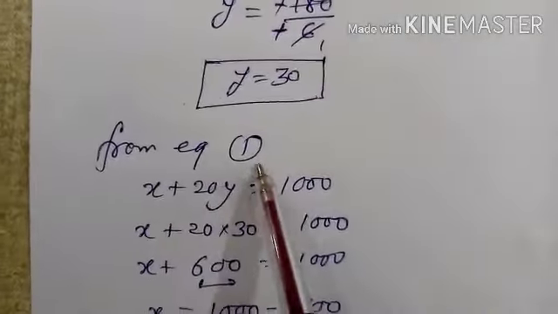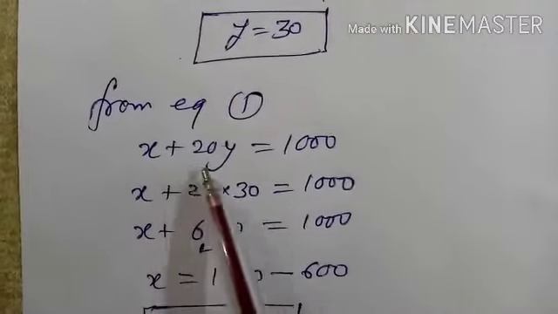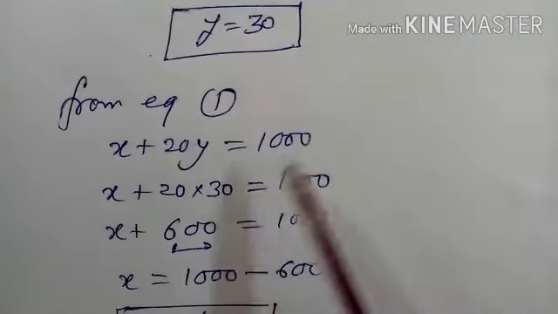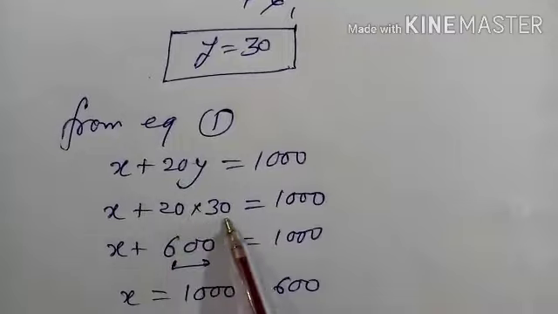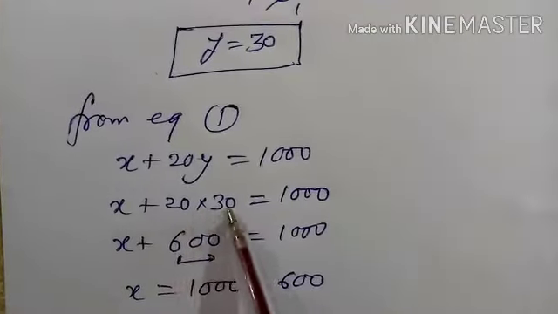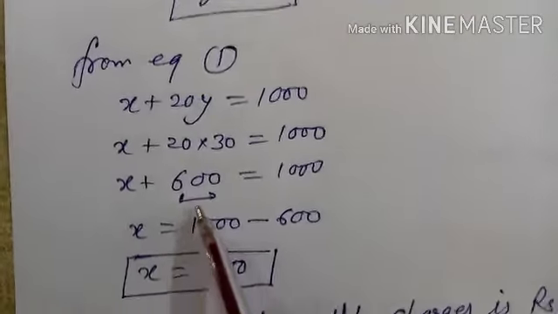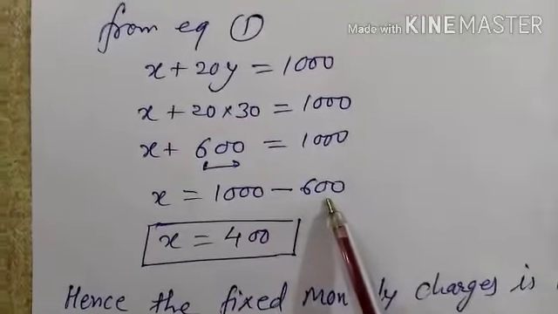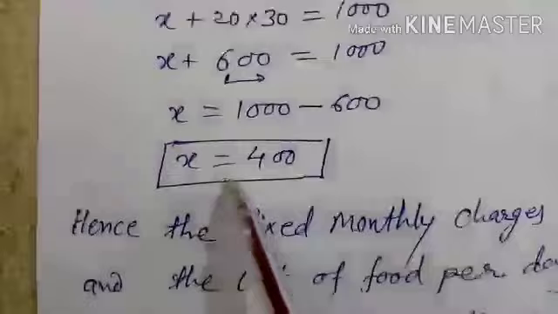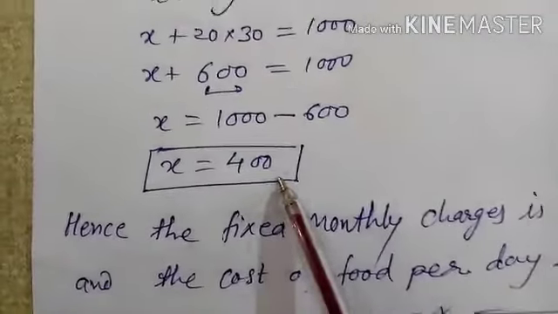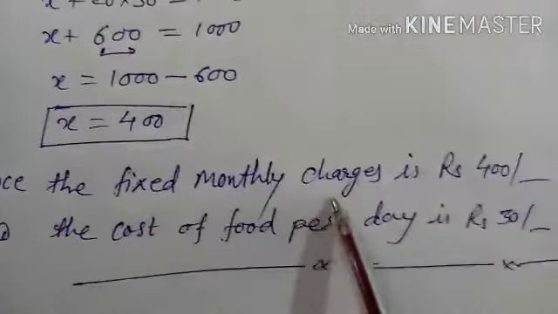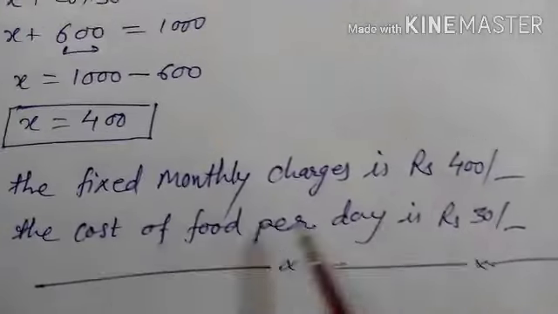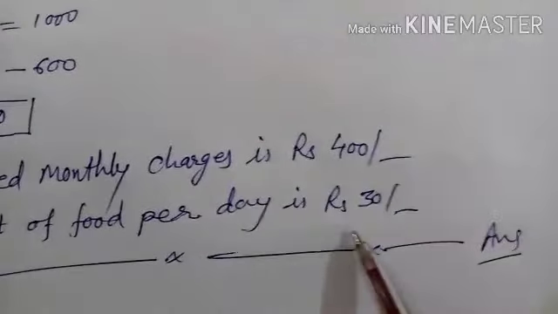Put this value in equation number 1. So equation number 1 is X plus 20Y is equal to 1000. In place of Y, write 30. So 20 into 30 is 600. Transfer 600 to the right side, so X is equal to 1000 minus 600. So X is equal to 400 rupees. So the fixed monthly charge is 400 rupees and the cost of food per day is rupees 30.